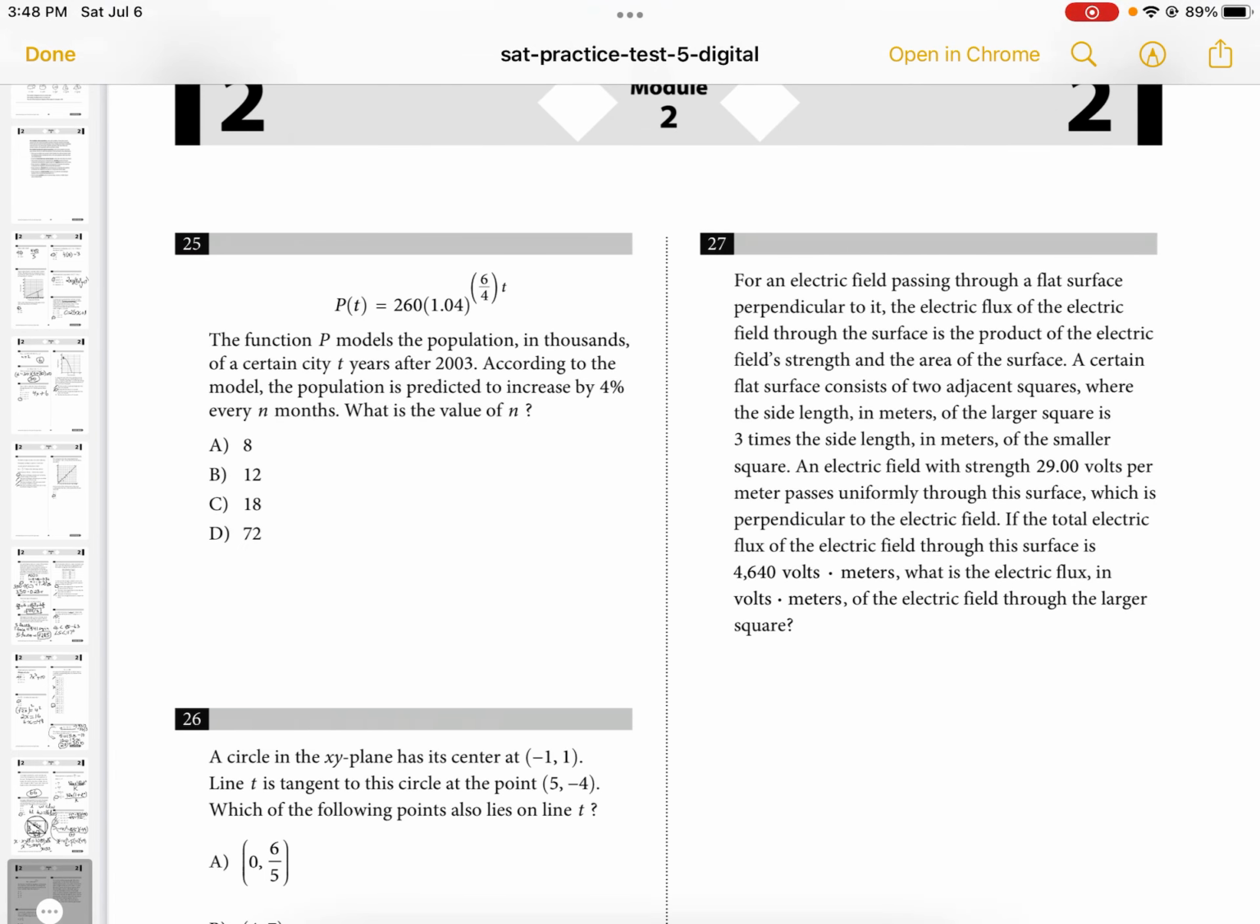Okay, number 25. P of t is equal to 260 times 1.04 to the 6/4 t power. The function P models the population in thousands of a certain city t years after 2003. According to the model, the population is predicted to increase by 4% every n months. What's the value of n?